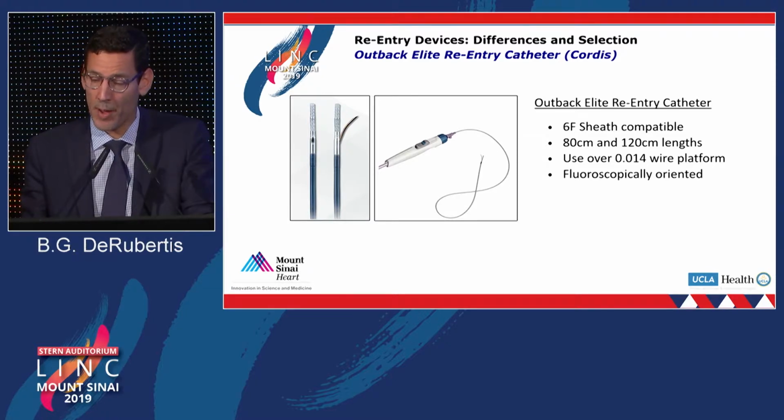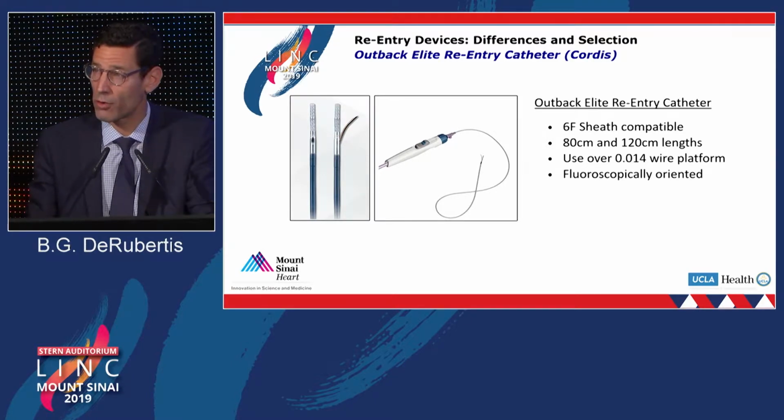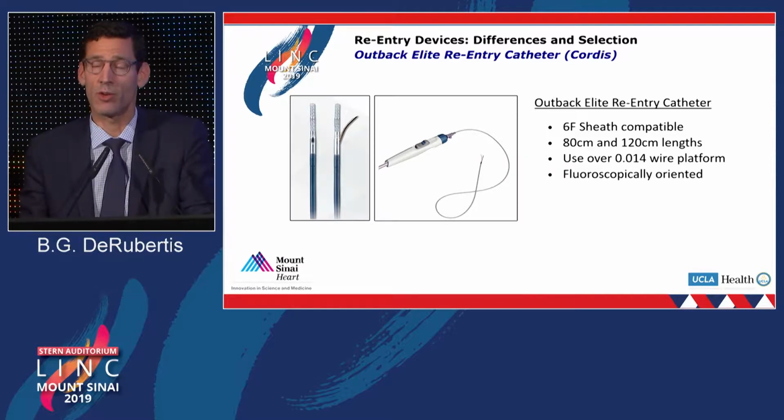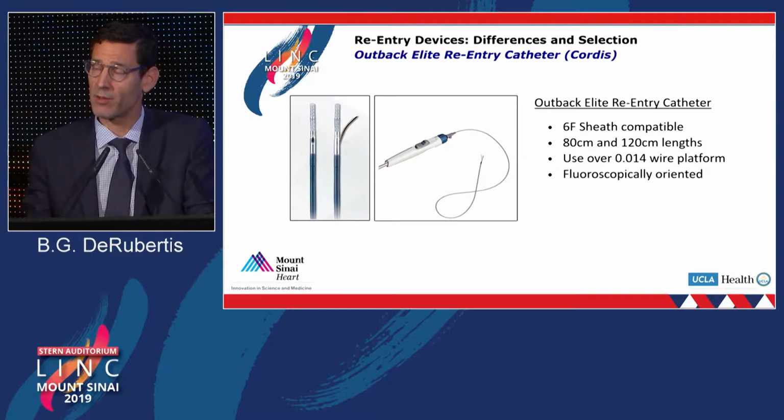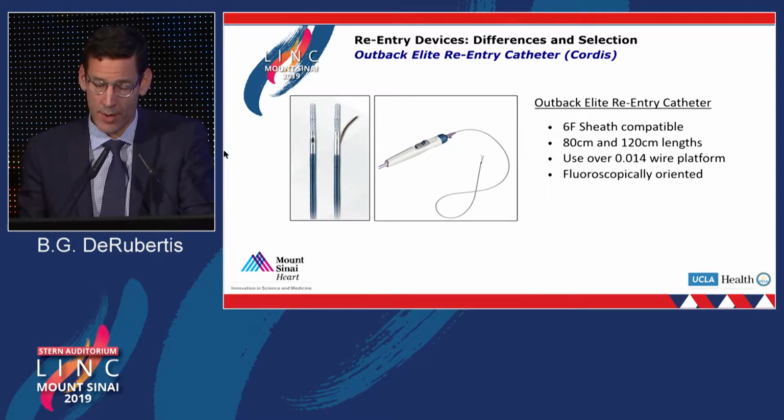So the Outback Elite reentry catheter is 6 French sheath compatible. It comes in a couple of different lengths. You use this over an 014 wire. So essentially you get down to your area of reconstitution with an 014 wire. You bring this device over that 014 wire, and then this thumb switch activates this needle which comes out of the side of the device. So you bring it down in this fashion, and then you activate this needle, and this needle pops out into your dissection plane.